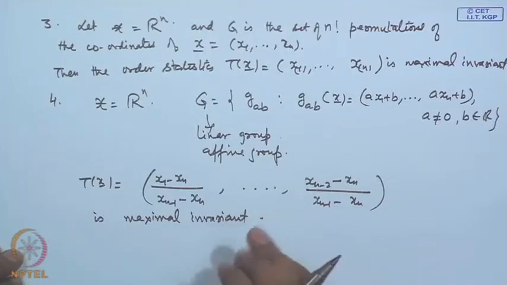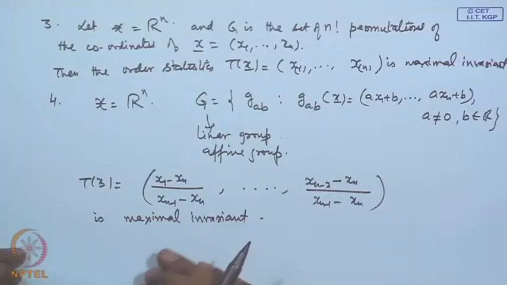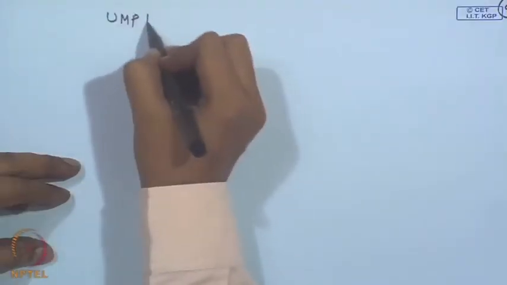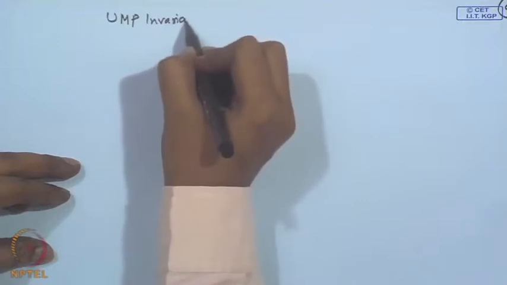Now, after introducing this theory, I introduced the concept of UMP invariant tests. Here I have already introduced the invariant function. If a test function is invariant, it is called an invariant test, and then we consider whether it is UMP or not. So, we introduce UMP invariant tests.